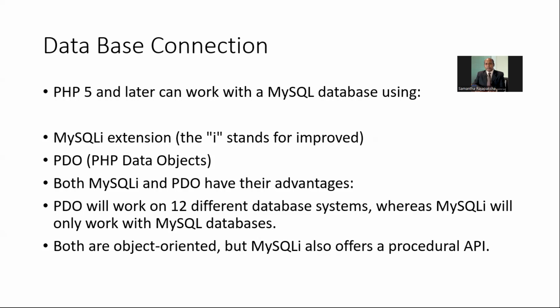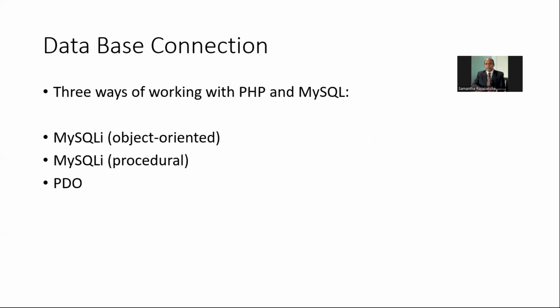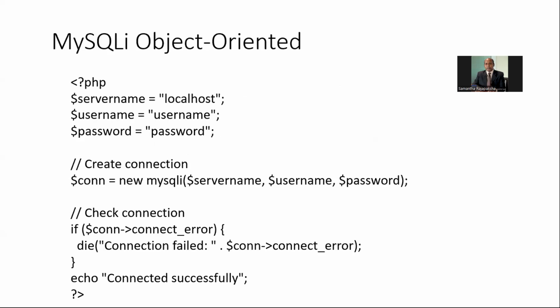So we discuss each method, but don't try to remember the codes, just understand. In database connections, we have different ways to connect: the MySQLi object-oriented method, the MySQLi procedural method, and the PDO method. Like that, you can use three methods to make the connection. Now, the first one is the object-oriented way. Remember, to create the connection, you need to provide the server name, username, and password.